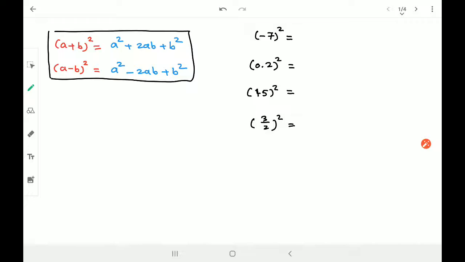At the same time, a few things that we need to know are written on the board. Let us find out the square of minus 7. So it is 49. You know that the square of a negative number is also positive.